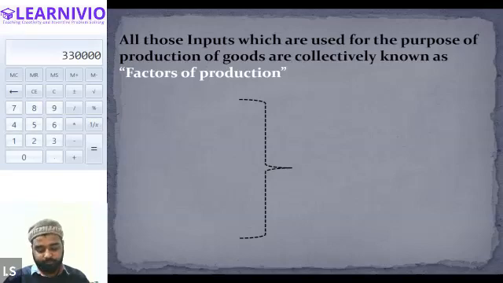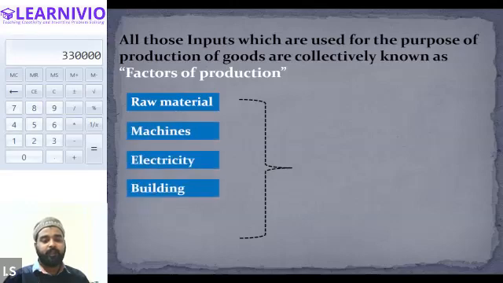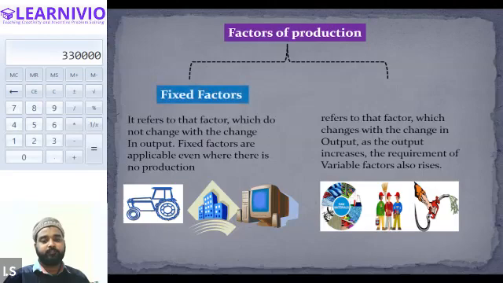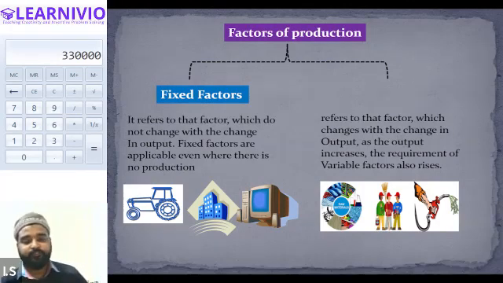Okay, so all those inputs which are used for the purpose of production of goods are collectively known as factors of production in this chapter. All the factors of production may be categorized into two parts: fixed factor and variable factor. Fixed factors are those factors which do not change with the change in the output. Even if output increases or decreases, a fixed factor remains fixed. Generally, fixed factors include tractors or any kind of machine, building, equipment. All of these are generally fixed factors.